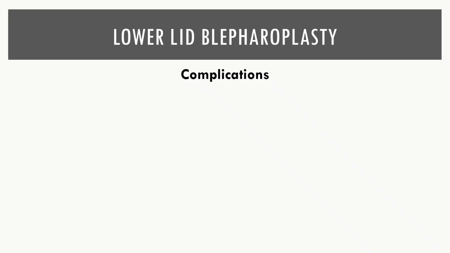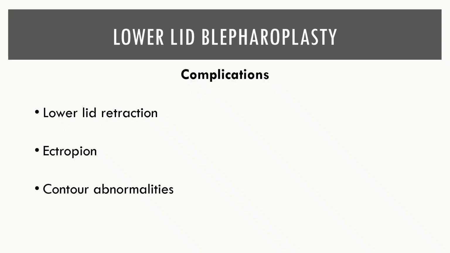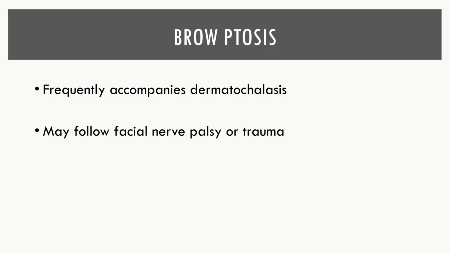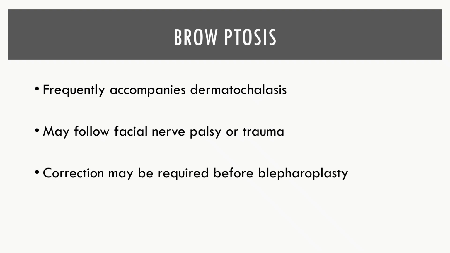The complications of lower lid blepharoplasty are lower lid retraction, ectropion, contour abnormalities, and lateral lid droop. Brow ptosis. Failure to recognize brow ptosis can result in undercorrection. It frequently accompanies dermatochalasis and may follow facial nerve palsy or trauma. Correction may be required before blepharoplasty.